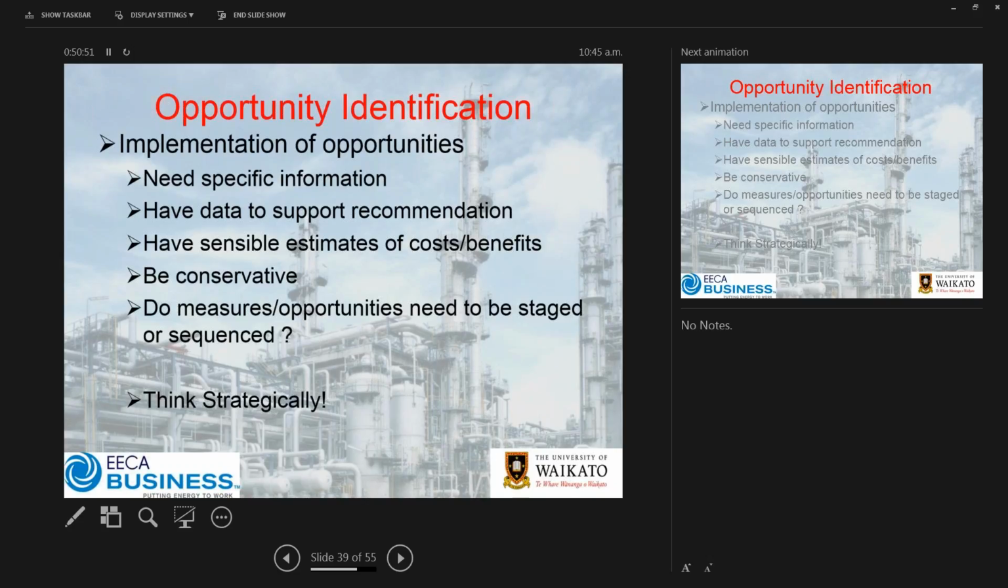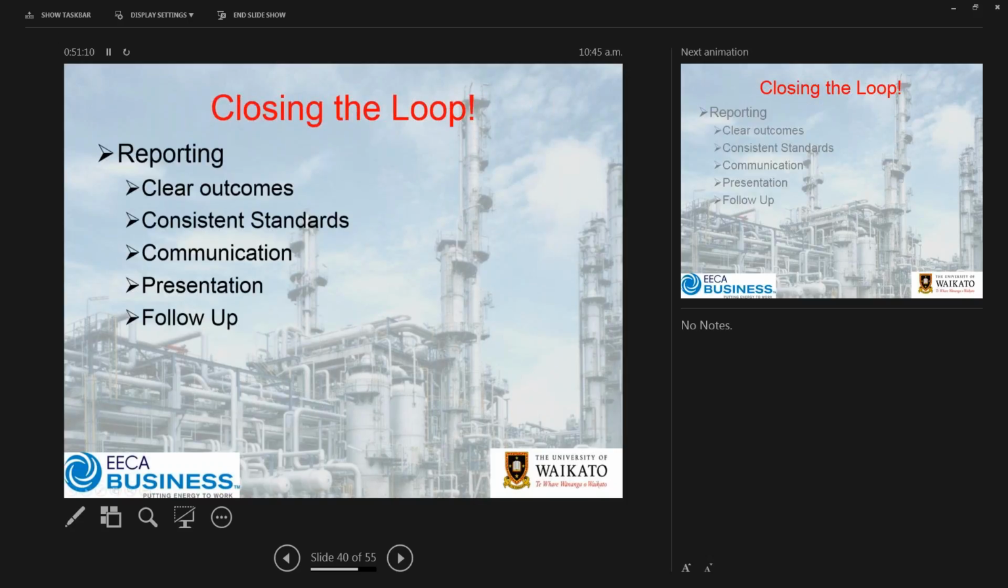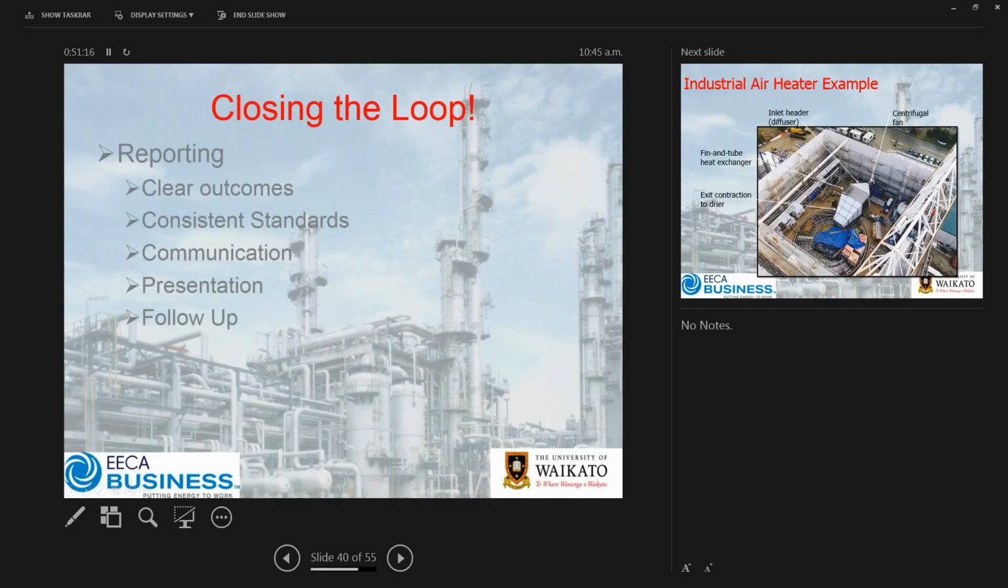So obviously we need to be specific, we need to get the data to support our recommendation, and obviously the whole essence of today is making sure that we get the right data so that we can then do a sensible cost-benefit analysis. Key thing is just remember, we want to be conservative, we don't want to overpromise and underdeliver. So we need to close the loop in terms of reporting and be able to communicate and follow up and ensure that we've delivered what we want.